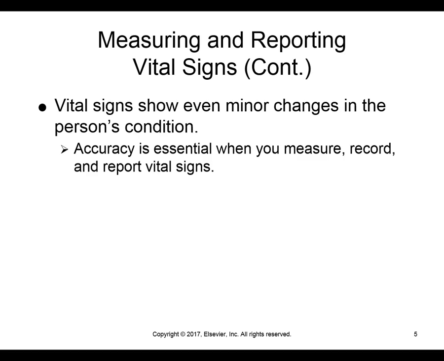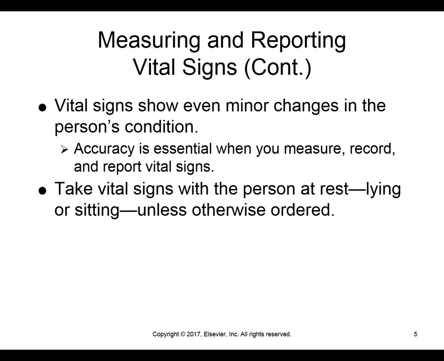So accuracy is essential when you measure and record and report vital signs, because they can make the difference between whether somebody's going to have an intervention or not. Take vital signs with the person at rest, either lying or sitting, unless otherwise ordered. But usually it's assumed that when you see a vital sign that has been recorded, that the person was at rest when that vital sign was taken. If not, that needs to be recorded near the particular vital signs that were taken at that time.